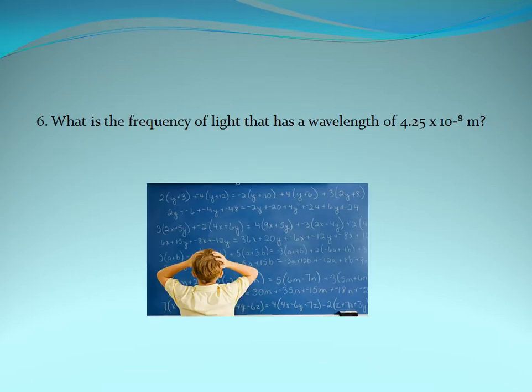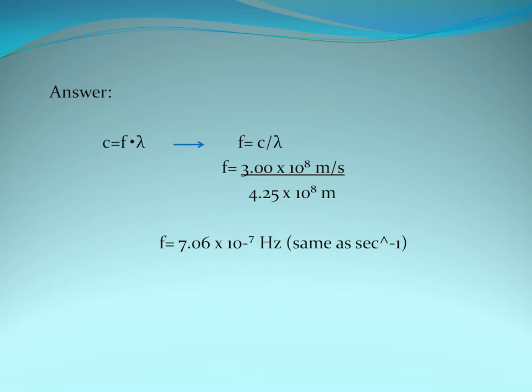Okay, number 6. What is the frequency of light that has a wavelength of 4.25 times 10 to the negative 8th? Yes, it's math, but honestly, it's really easy, so you guys will be fine. Well, we know that C equals F times lambda, and if you didn't read the top section, C equals the speed of light, F equals frequency, and lambda equals wavelength. So if we rearrange that equation to solve for frequency, frequency equals C over lambda.